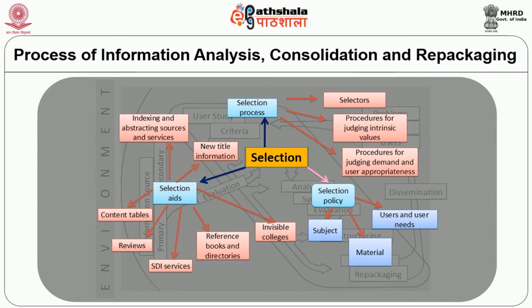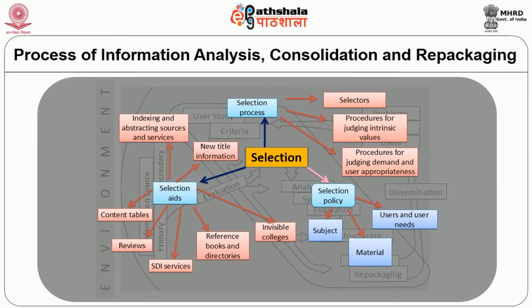Selection requires a selection policy, selection aids and tools, and specification of the selection process. A selection policy is the statement regarding users and their needs, subject topics or mission to be dealt with, and kind of information sources and material to be covered. Selection aids and tools guide selection and facilitate verification. These aids are the tools that facilitate spotting material applicable for consideration in selection, which are summarized in table 1 of the main content. The specification of the selection process involves decisions on procedures of judging intrinsic values of information in sources and demand and users' appropriateness.